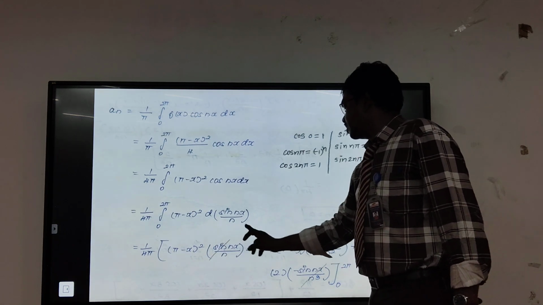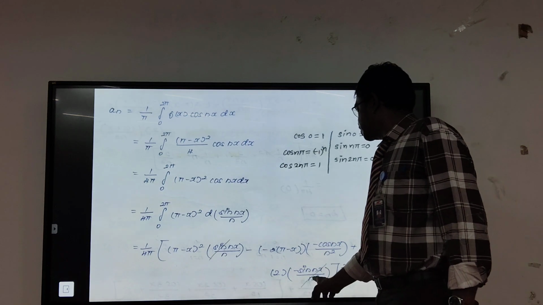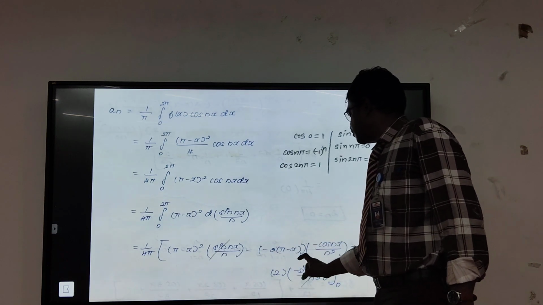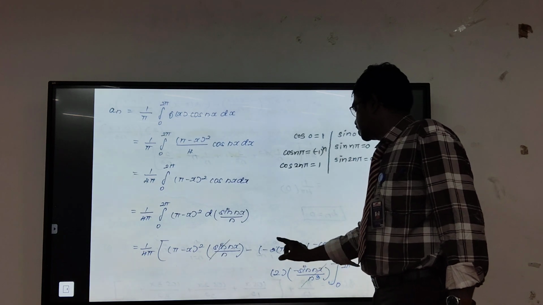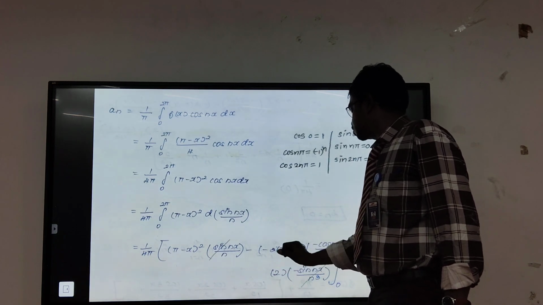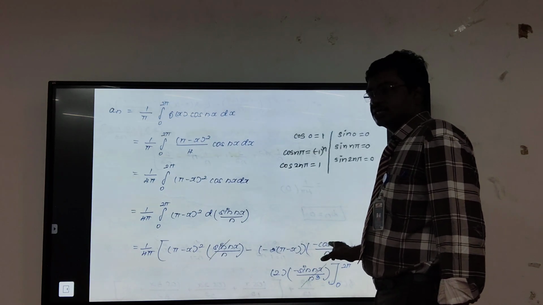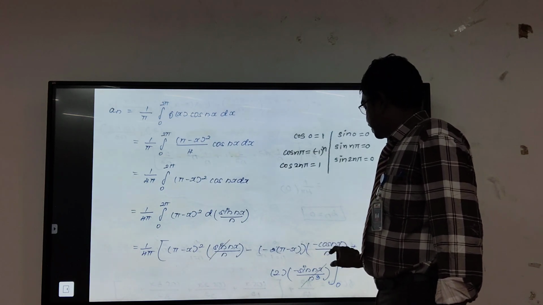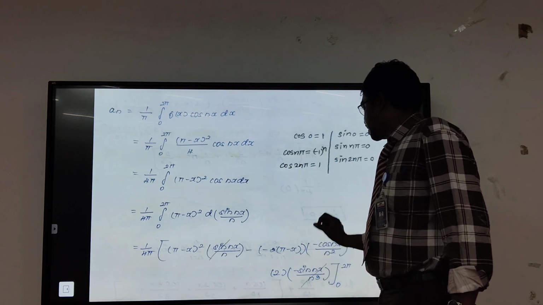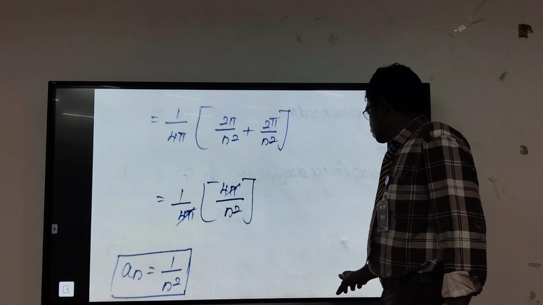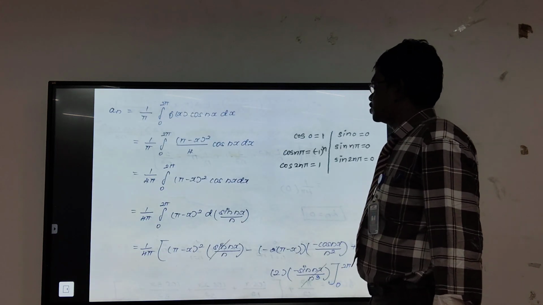So uv minus u′v₁ plus u″v₂. You can again differentiate: minus 2, (π − x) differentiated gives minus 1, so minus 2 into minus 1 equals plus 2. And then the integration of cos nx is sin nx by n, so minus sin nx by n into n², that is minus sin nx by n³. The lower limit is 0 and the upper limit is 2π.